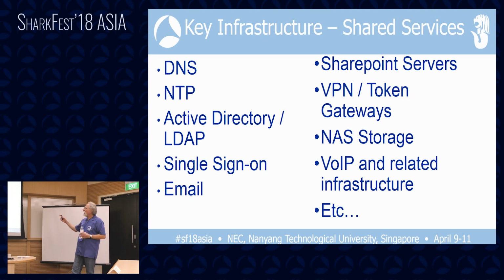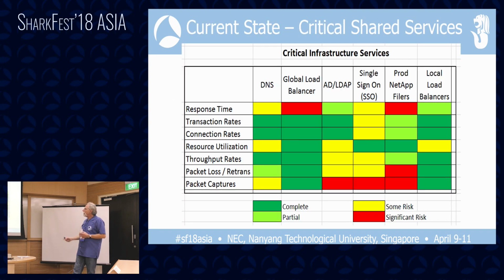So you could think of these things as quote unquote key applications. You could use the same heat map to detail my current state assessment of my visibility around the key infrastructure shared services. You can see they're listed up at the top. And the columns changed a little bit because the idea of a web server talking to an app server doesn't mean anything for DNS, right?